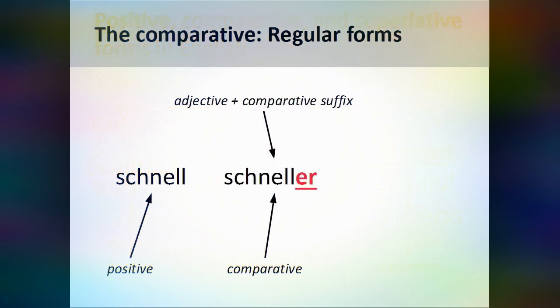So how does German form the comparative of adjectives? As in English, the comparative form of an adjective is constructed by adding the comparative suffix er to the positive form of an adjective. As you see on the screen, the comparative form of the adjective schnell, meaning fast in German, is schneller.